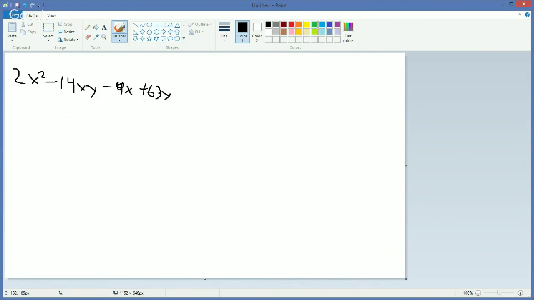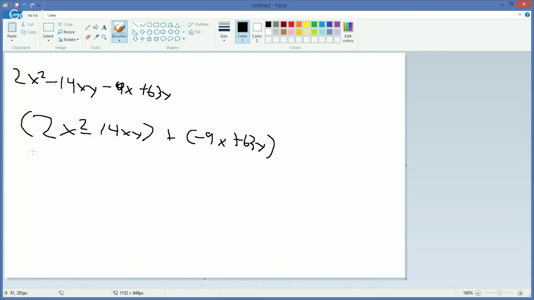Actually, I know what we're doing. I know what we're looking for here. Once again, we're going to break them off into brackets: 2x squared minus 14xy, plus minus 9x plus 63y. And that's going to equal, when we factor out the relevant factors, oh yes, of course. I know what I did wrong.